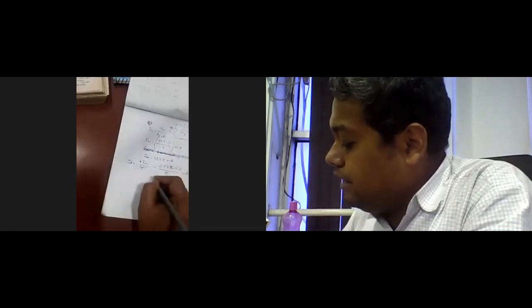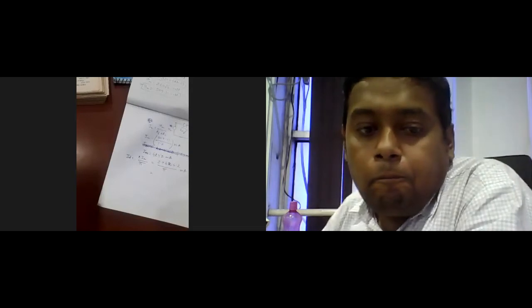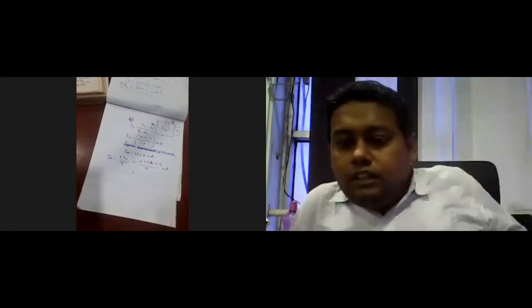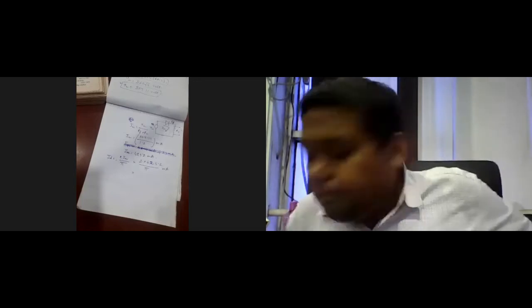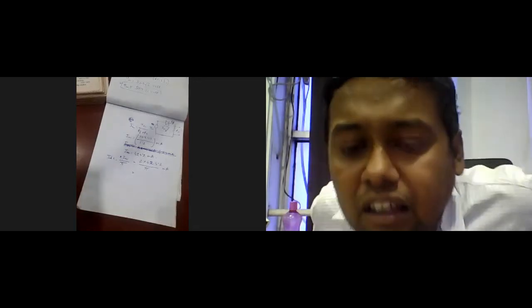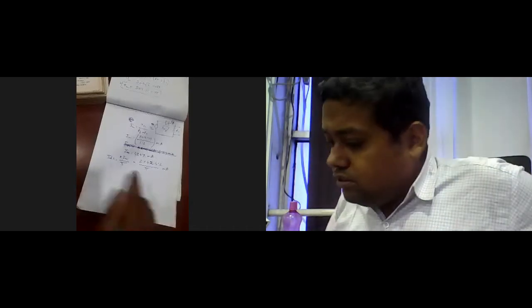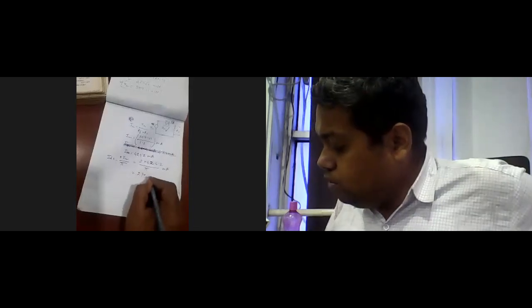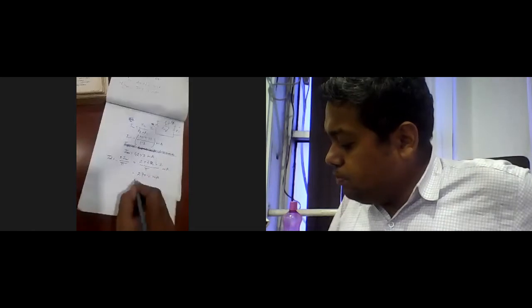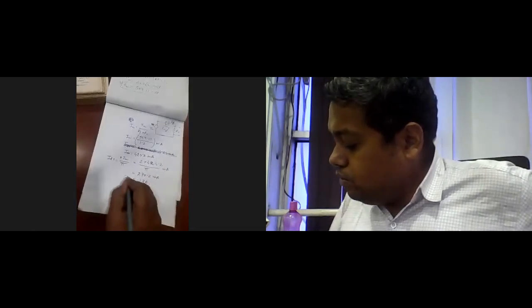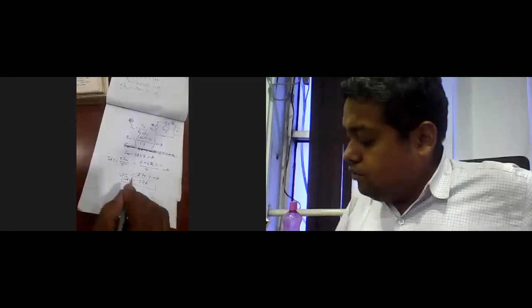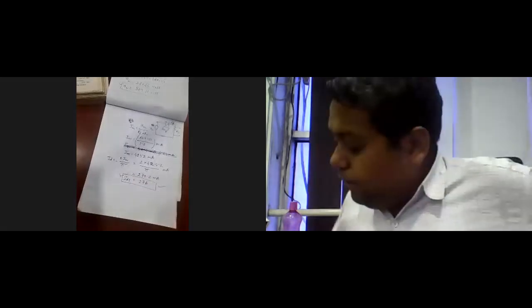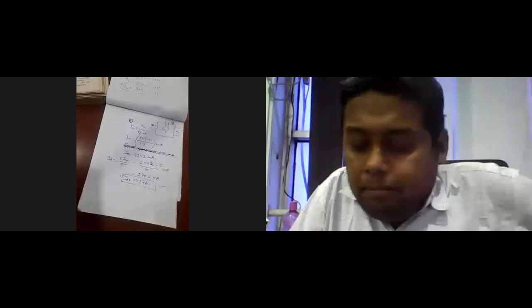What is the value? 270.2 milliampere. So it is 0.27 ampere. So IDC, correct. So the first result you already get, that is 0.27 ampere.